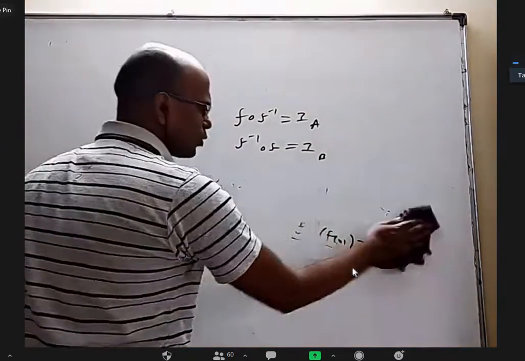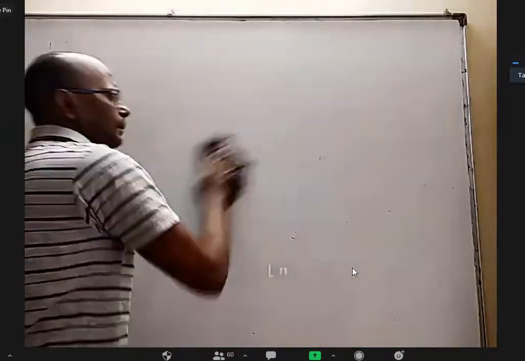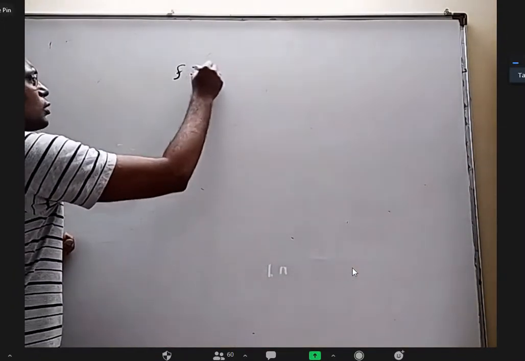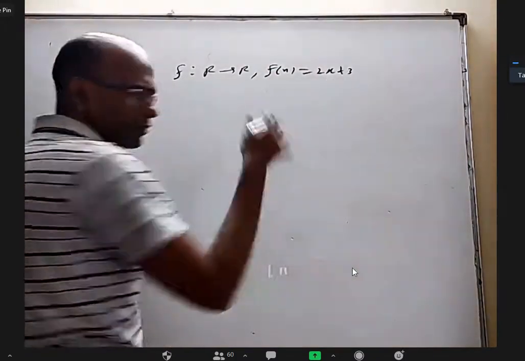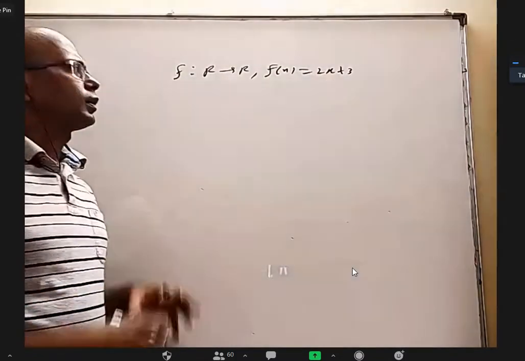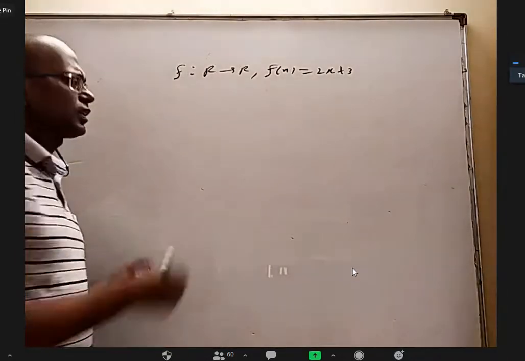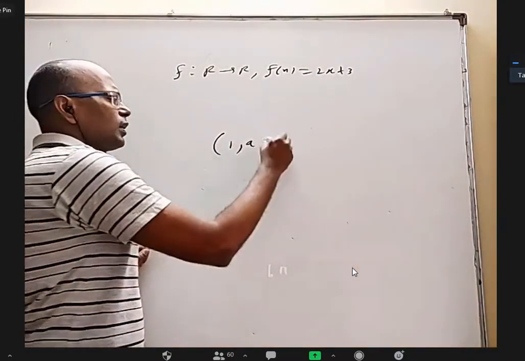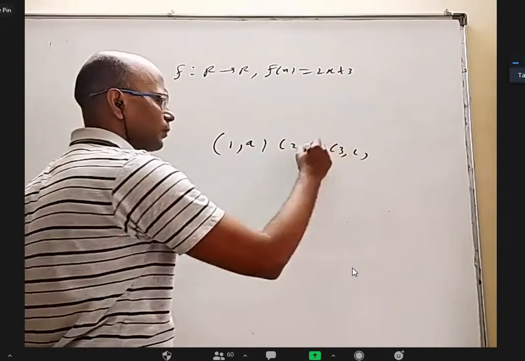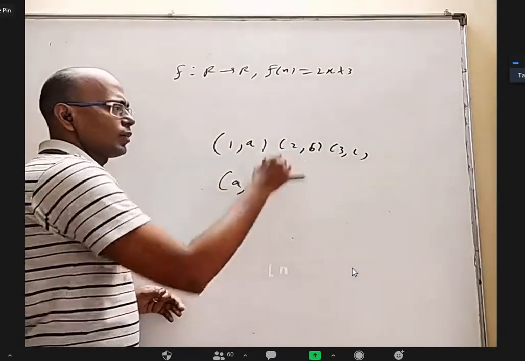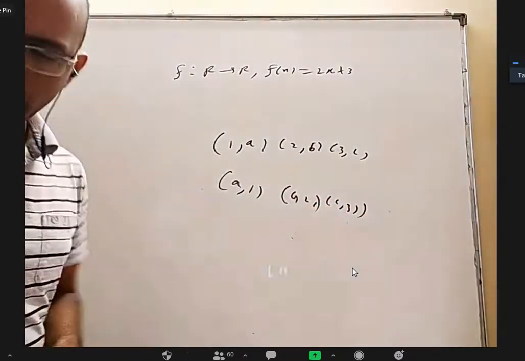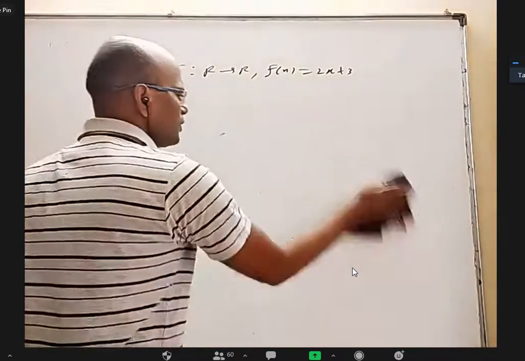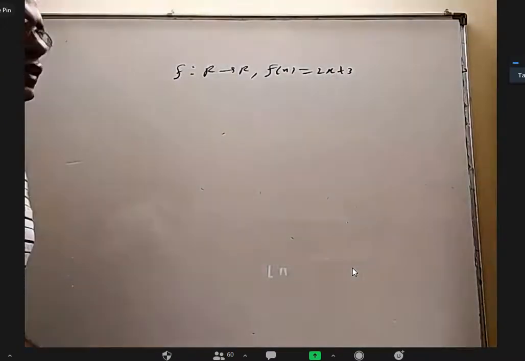Now we are going to see how to find the inverse function. Let us say f from R to R, and f of x is equal to 2x plus 3. This is a function. If they give ordered pairs, finding the inverse function is very easy. Let's say the original function is (1, a), (2, b), (3, c). The inverse function is very easy: (a, 1), (b, 2), (c, 3). That is very easy to write. But for this kind of function, which is given by a definition, how will you write it?